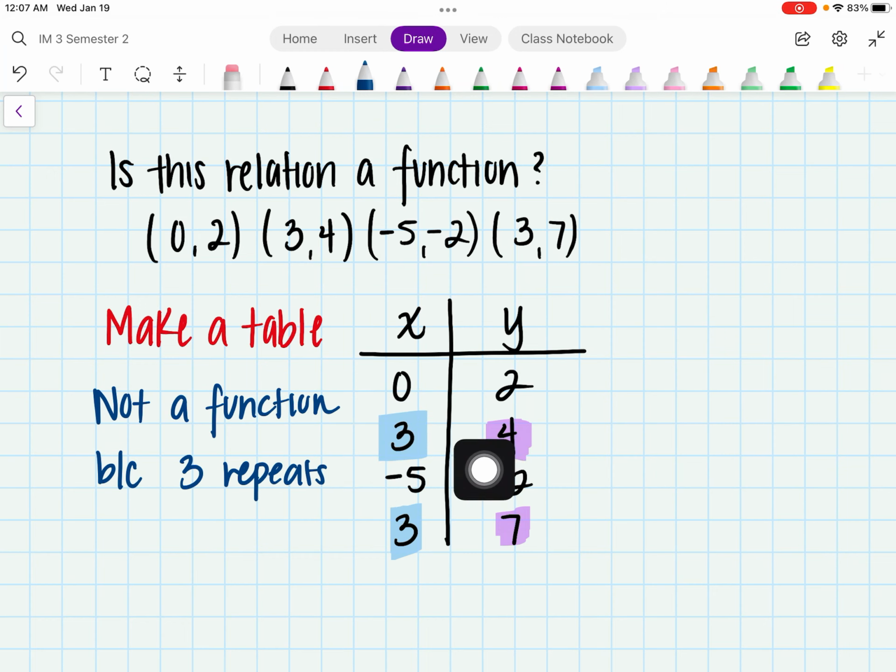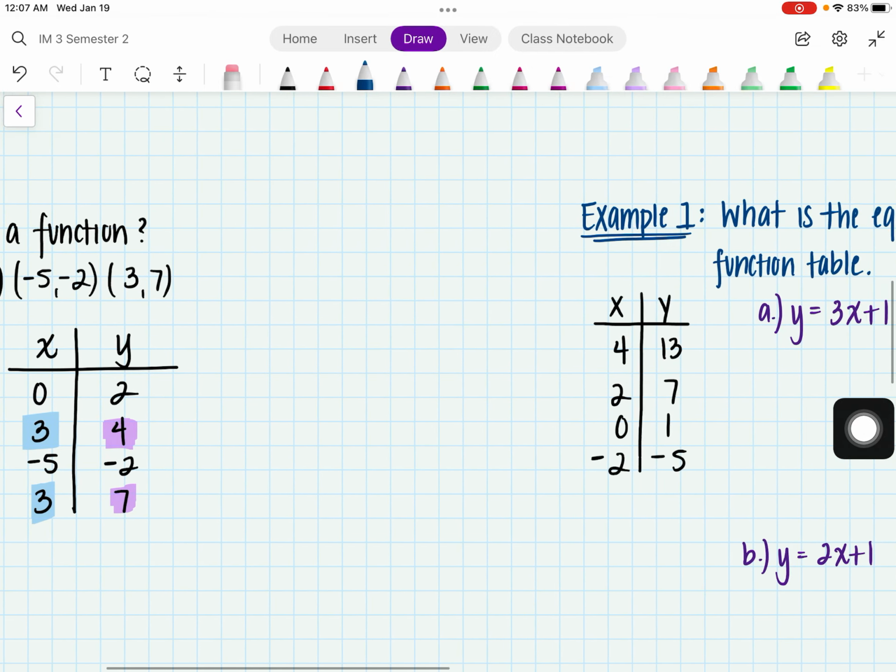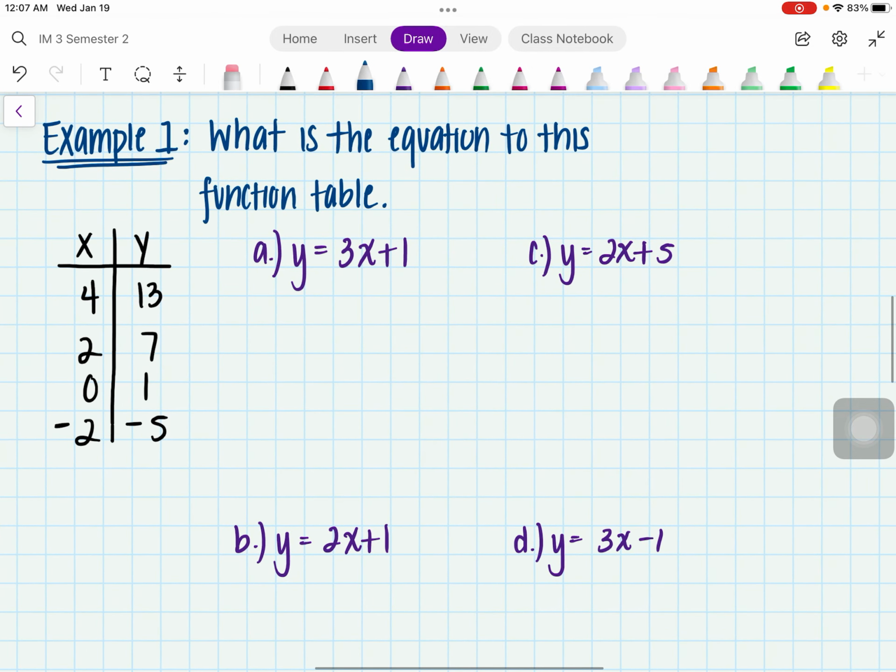All right. So once again, that's how we determine if something is a function or not: whether for every x value, there's one y. All right. So let's go ahead and get started with another example here. In this case, it says, what is the equation to this function table?